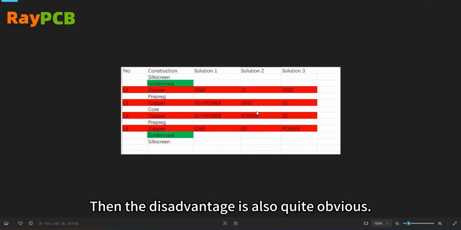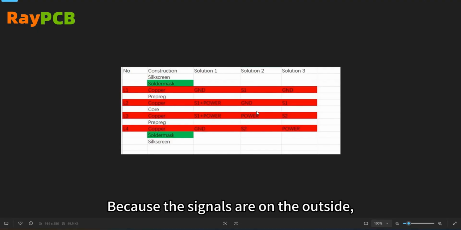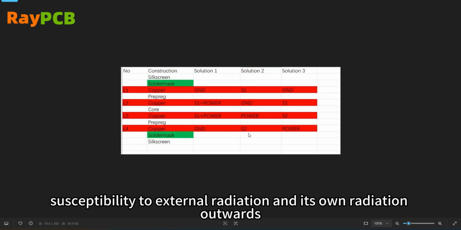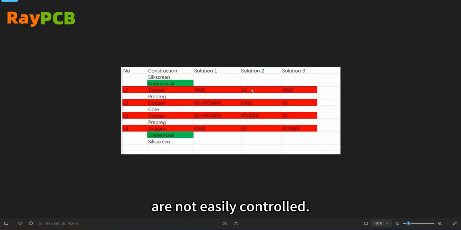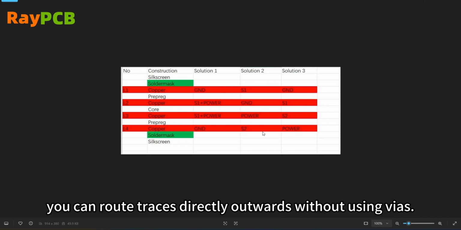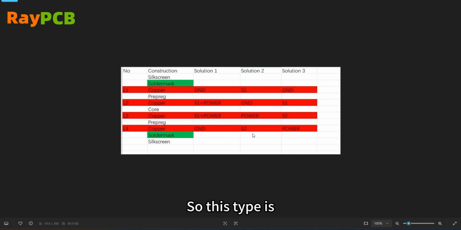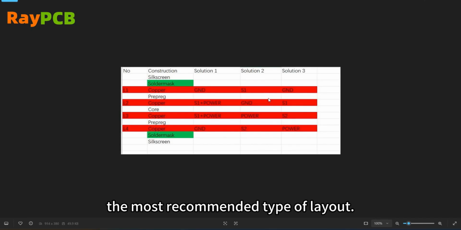Next, the explanation is actually quite clear and straightforward. Since the signals are positioned on the very outside, both the external radiation they receive from their surroundings and the radiation they emit outward into the environment are not easily controlled or managed effectively. However, when it comes to layout, you can see that the signals on both sides, whether routed on the top layer or the bottom layer, can be directly spread outward without the need for vias. So this layout is also very advantageous. Therefore, this is the most recommended type of layout.